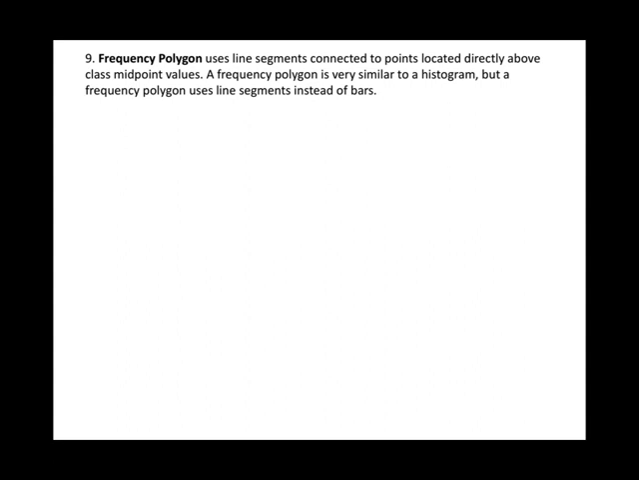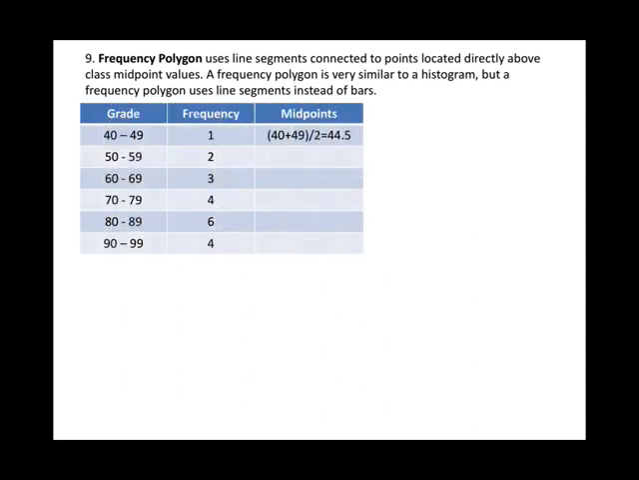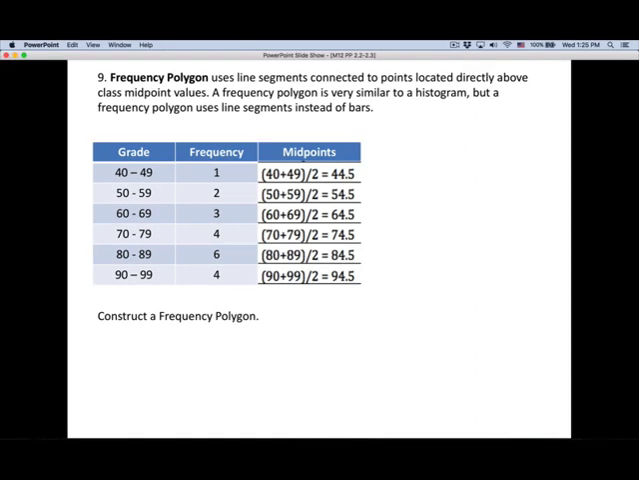Okay, let's try an example using the statistics grade. Do you remember how to find the midpoints? You're going to add them up here and then divide by 2, right? So can you complete this table? Okay, check your work here. Okay, now let's try to construct the frequency polygon.